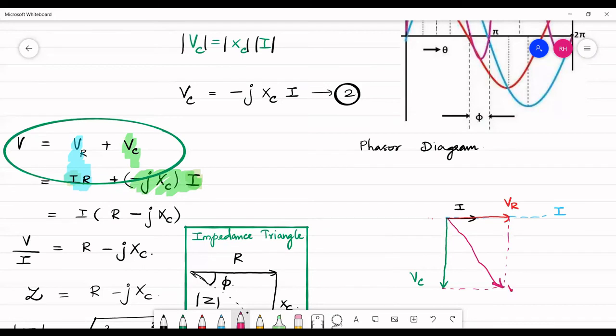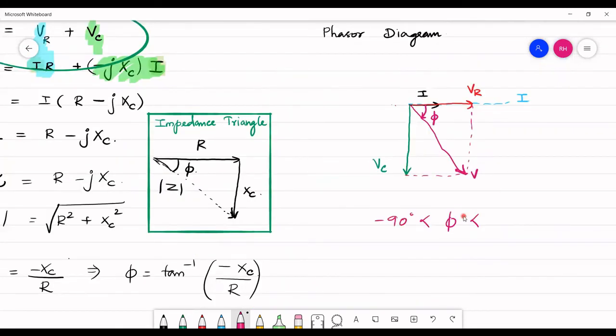And it can be seen that between current and voltage, we have an angle phi, and this angle phi is going to vary from minus 90 degrees to 0. Then cos phi, the power factor, will vary from 0 to 1.